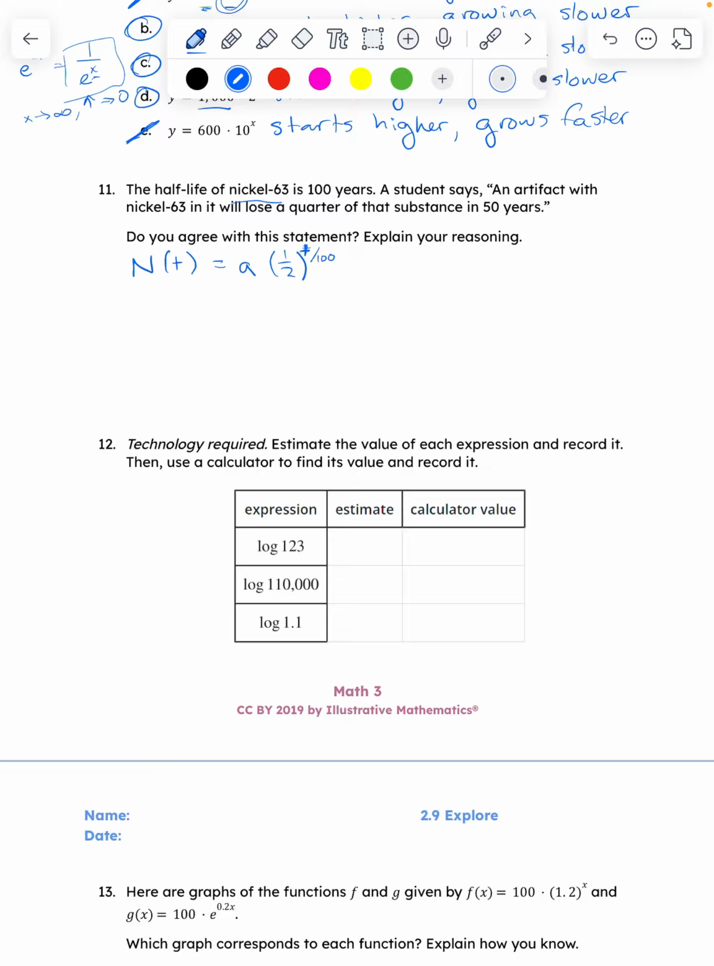I don't know A and I don't care. I do, however, know the time that I'm concerned about. I know that that's going to be 50 years. So I'm going to plug that in for t. N of 50 then is whatever my starting amount of nickel is times 1/2 to the 50 over 100, aka A times 1/2 to the 1/2.